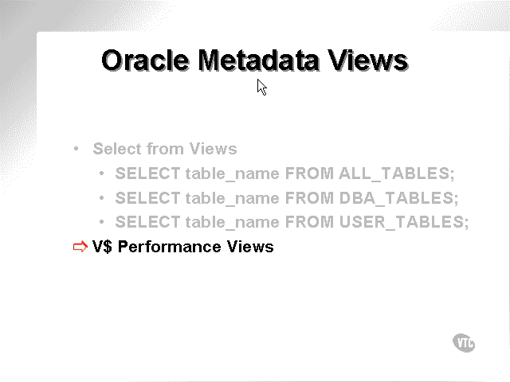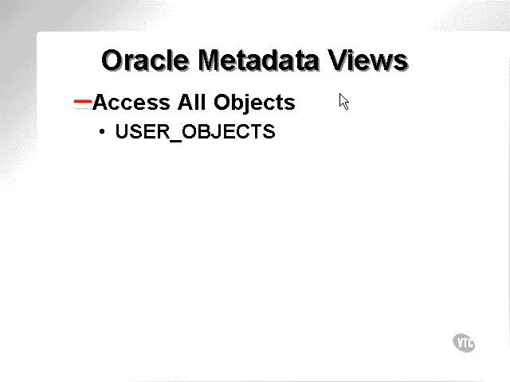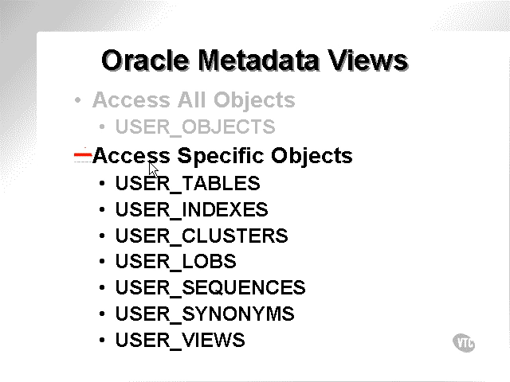The V$ performance views provide access into the database in a dynamic fashion as it is executing. There are various other views that are not called V$ or ALL, DBA or USER underbar. Most of these other views are applicable to subjects such as replication and various other specific applications. Let's take a look at all the specific views. USER_OBJECTS allows access to all objects. To access specific objects, we can look at tables, indexes, clusters, etc.